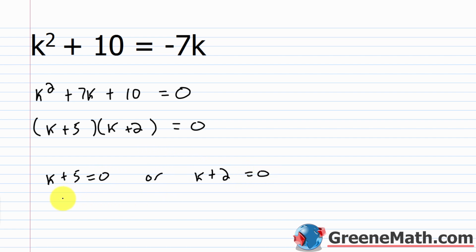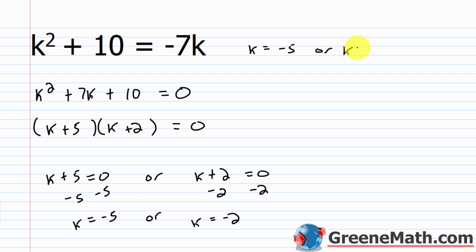And then I can eyeball this and see that the answer would be k equals negative 5 or k equals negative 2, right? But for the sake of completeness, let's subtract 5 away from each side. Again, k equals negative 5, or let's subtract 2 away from each side, k equals negative 2. So k equals negative 5, or k equals negative 2. All right, so let's check each one now.